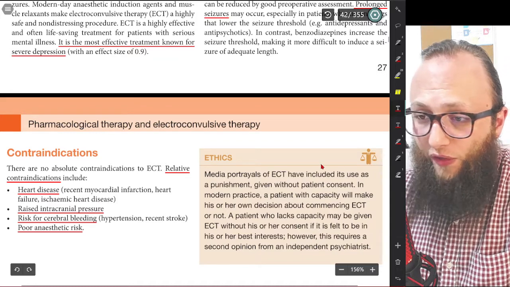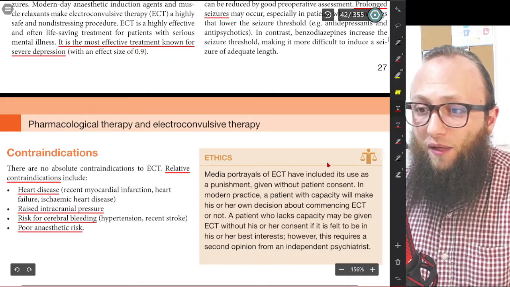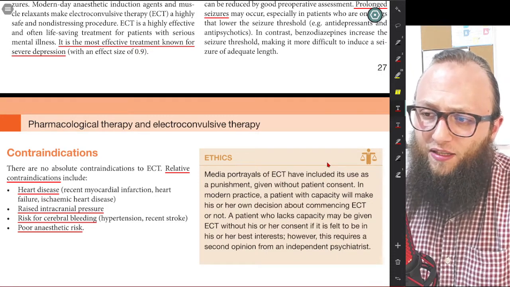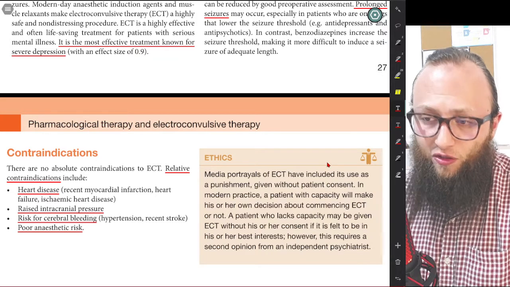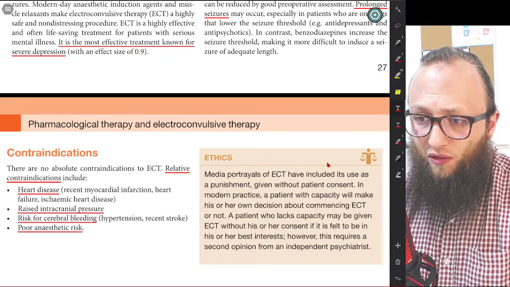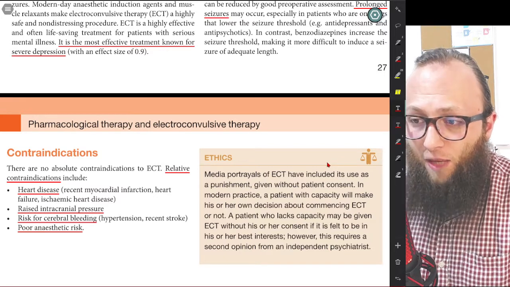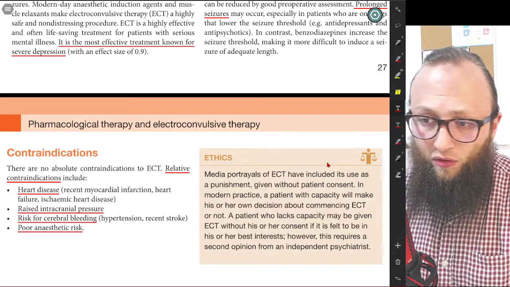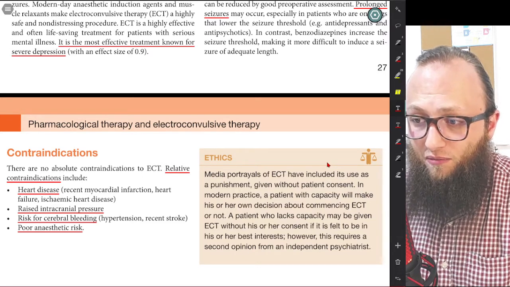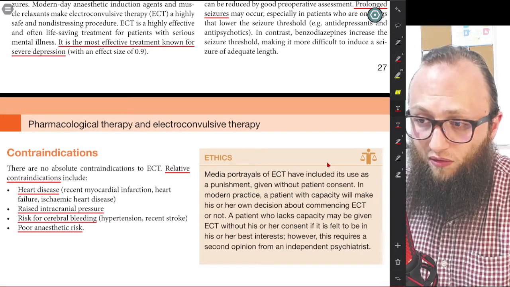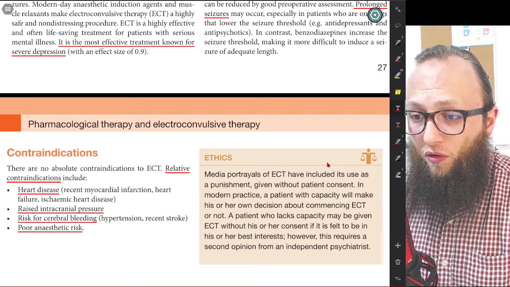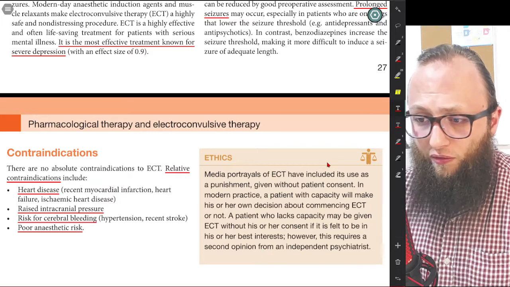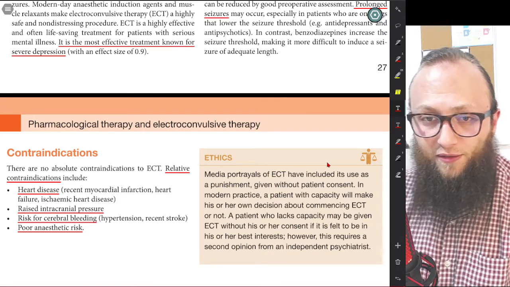Here we have a note of ethics. Media portrayals of ECT have included its use as a punishment given without patient consent. In modern practice, a patient with capacity will make his or her own decision about committing to ECT or not. A patient who lacks capacity may be given ECT without his or her consent if it is felt to be in his or her best interests. However, this requires a second opinion from an independent psychiatrist.